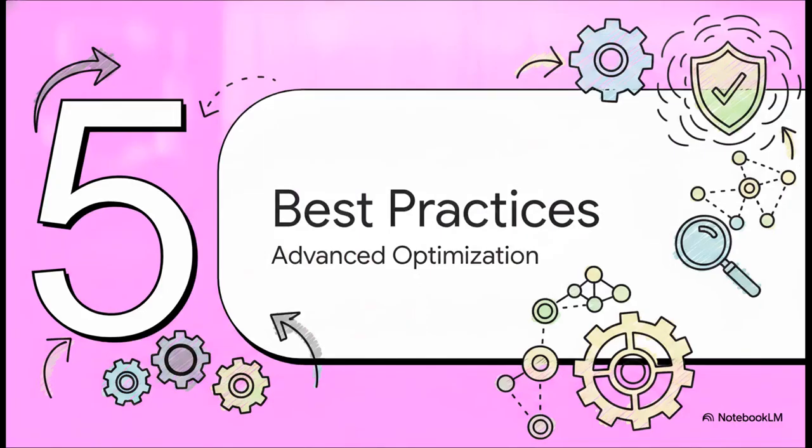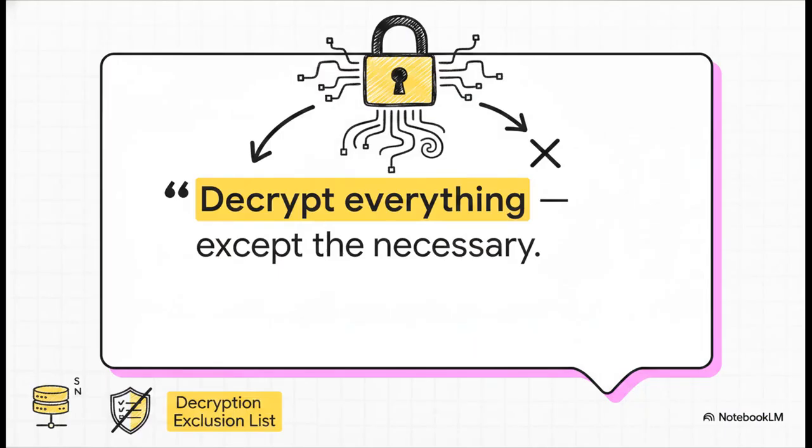Section 5, decryption best practices. Let's transition into the optimization phase. This is where we separate the basic textbook knowledge from true advanced real-world mastery. There is one primary absolute golden rule you need to memorize for operations: decrypt everything except the necessary. Seriously, you want total visibility, but practically speaking, you just can't decrypt everything.